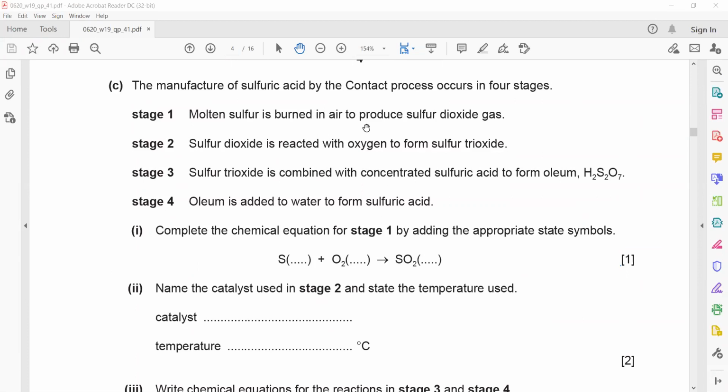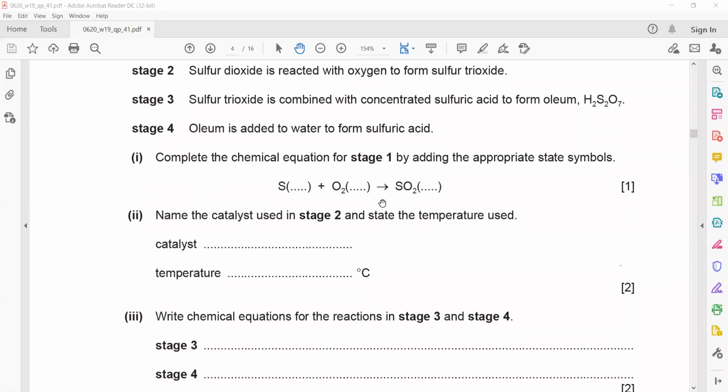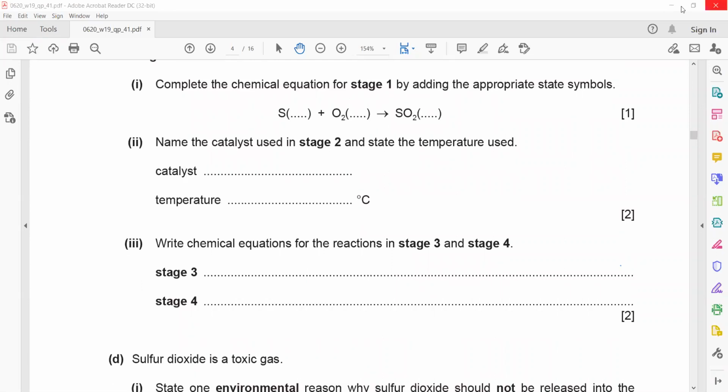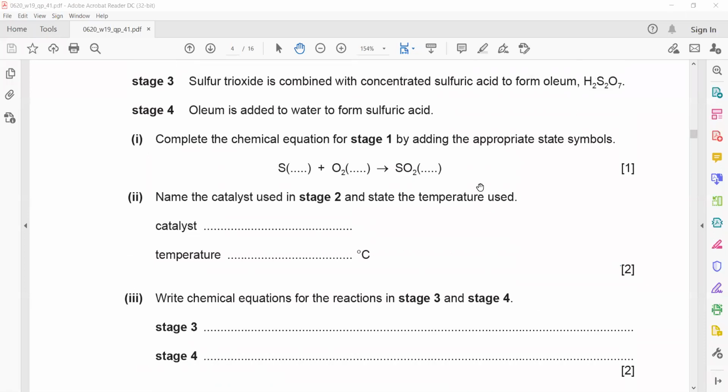Complete the chemical equation for stage 1 by adding an appropriate state symbol. You can use the screen annotation to just complete the state symbol. Here they mention a molten sulfur. A molten sulfur, so means that will be in liquid. So liquid, gas, and gas.